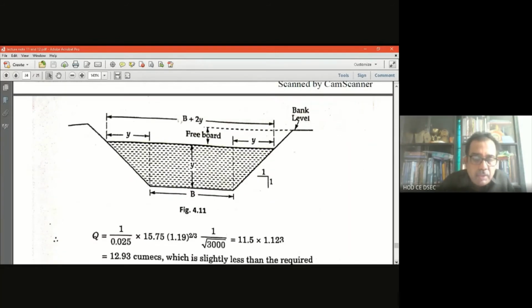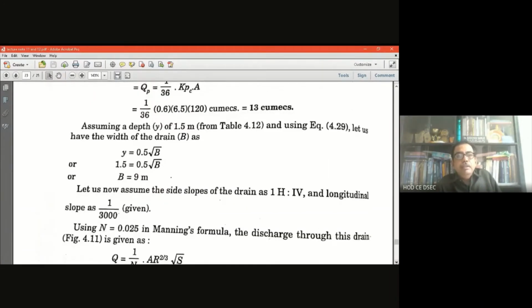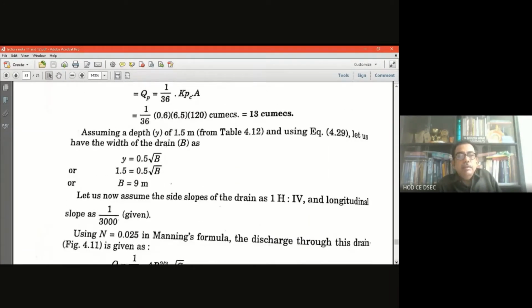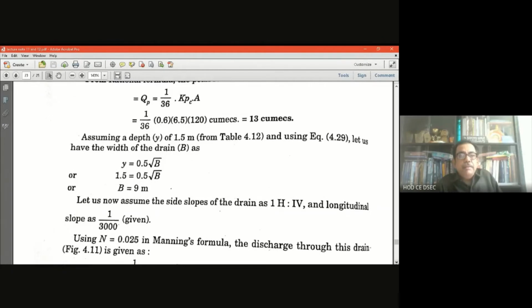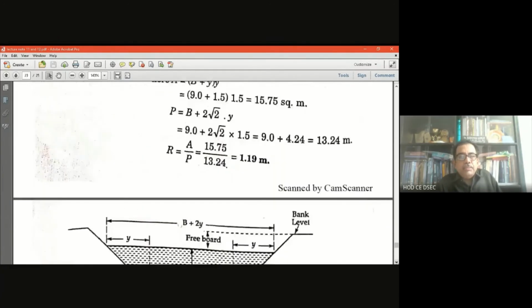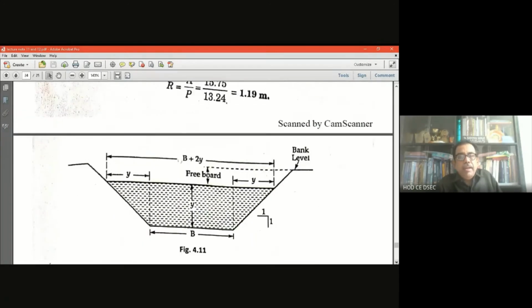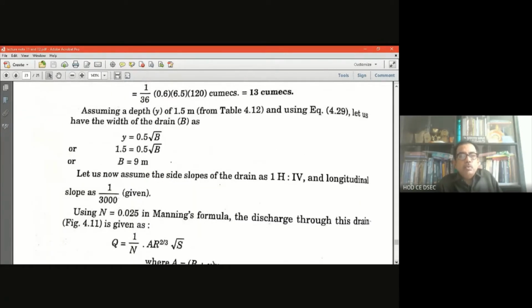So considering this geometrical profile, I am just going to add one thing, that is Y equal to 0.5 square root of B. Y equal to 0.5 square root of B. This will automatically come from this geometrical expression.